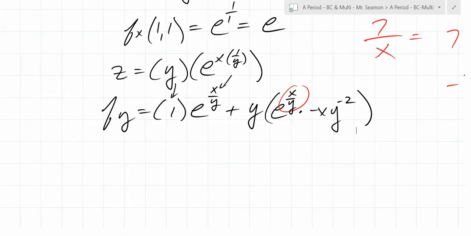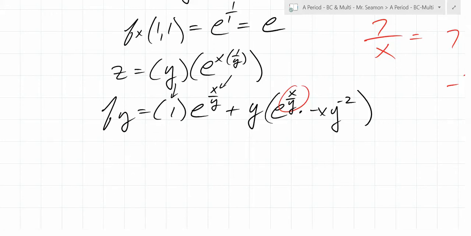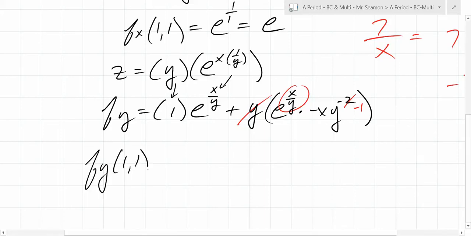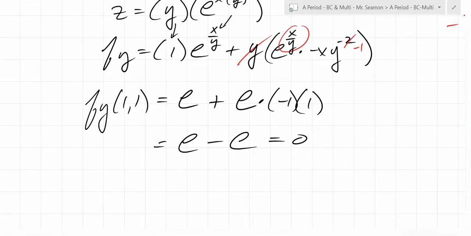So at this point, what do we plug in? Do you want to simplify first? I think that's a very good thing to do. If we can simplify, absolutely. What can we simplify here? This gets rid of this, but it still stays minus 1. Does anything else cancel? Not so much. So fy at 1, 1, e, what's that going to be? e plus e times negative 1 times 1. So what do we end up with? 0.